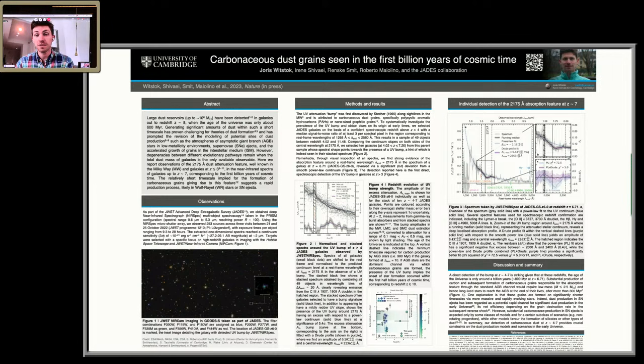And I think this is a really exciting way for us to learn about the first production of metals and also of dust in these very, very young galaxies, as well as learning about their star formation histories. You know, how long ago have they started to form stars, and when did those stars start to produce dust?